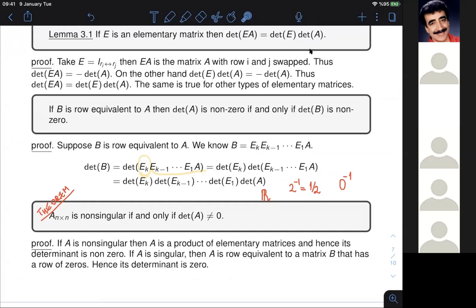So for example, if you come up with a question whether a given matrix has an inverse, you just check its determinant. If it's 0, then no. If its determinant is non-zero, the answer is yes.